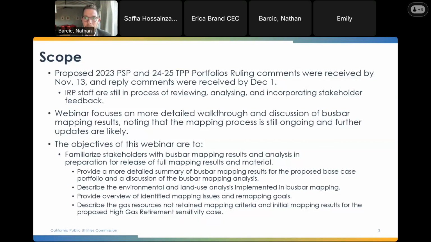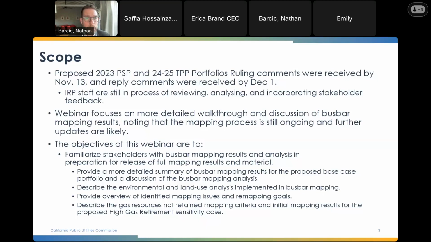Also, a reminder that we already showed some initial busbar mapping information in our October workshop. What we're going to try to do here this morning is build on that by focusing on a more detailed walkthrough of busbar mapping, noting that the mapping process is actually still live and that more updates are likely.